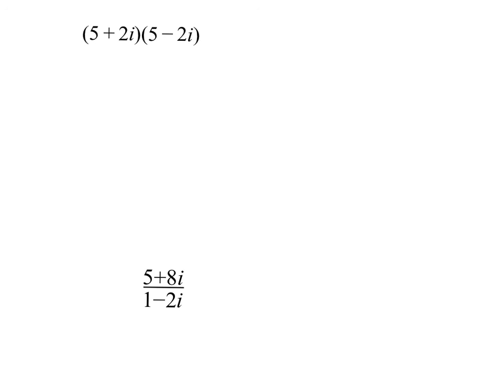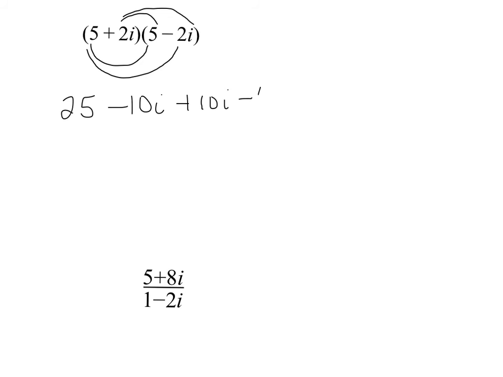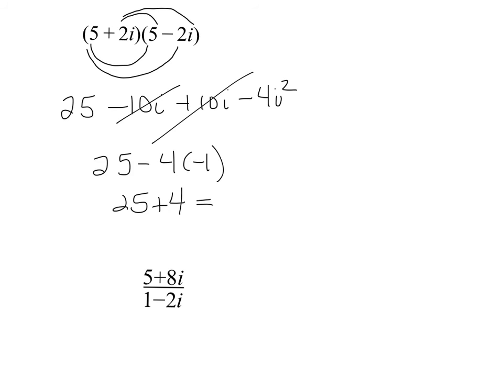So here's another FOILing one. So 5 times 5 is 25. 5 times negative 2i is negative 10i. 5 times positive 2i is positive 10i. And 2i times negative 2i is minus 4i squared. Well, this is nice in this case because the i's go away, 10i and negative 10i. So we have 25 minus 4 times negative 1. So negative 4 times negative 1 is positive 4. So 25 plus 4, which is 29. So again, very cool. Two complex numbers multiplied together, but in this case, they turn out to just be a number.